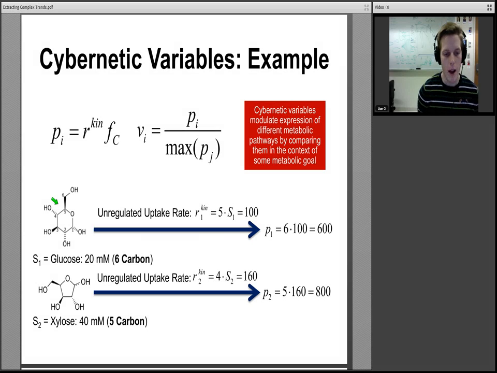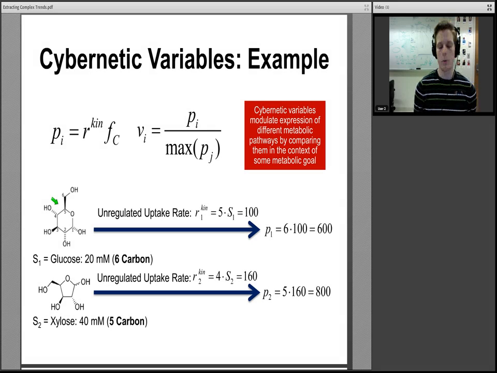So these two arrows represent the different pathways that we're talking about, and there are two different sugars that can be digested in this case. And so one pathway is the digestion of glucose. The other pathway is the digestion of xylose. And so glucose is a 6-carbon sugar, xylose is a 5-carbon sugar.